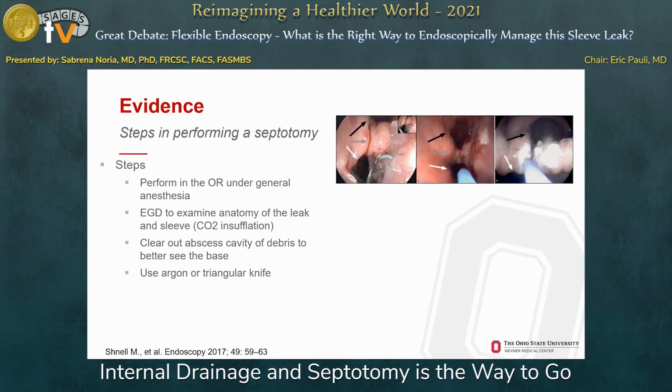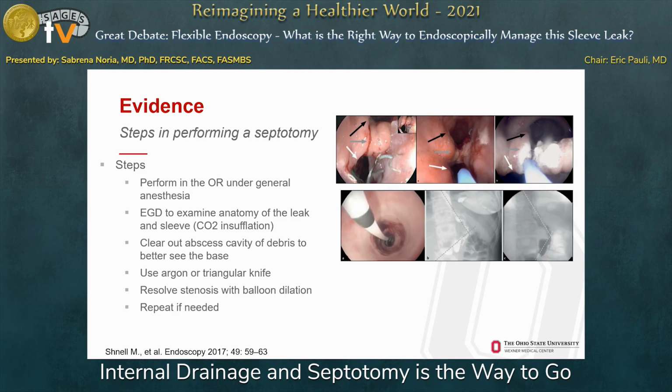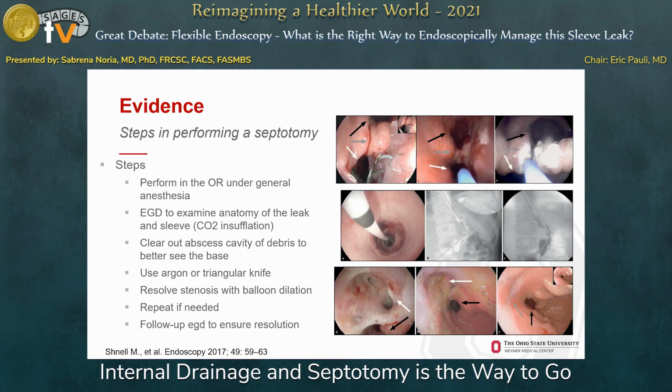Then, using your heat source of choice, you start incising the septum. The middle picture is pre-incision, and the last picture is post-incision. When you incise, you're not going to go through that whole septum on your first go. You're going to inch your way down. Resolve the distal stenosis using some sort of dilation, and here they've used, I think, an achalasia balloon. Repeat if needed, not only at that session, but bringing the patient back multiple times, and then follow up with an EGD to ensure resolution.